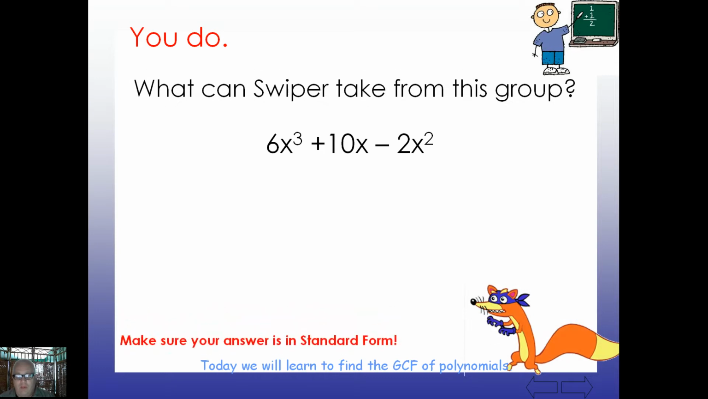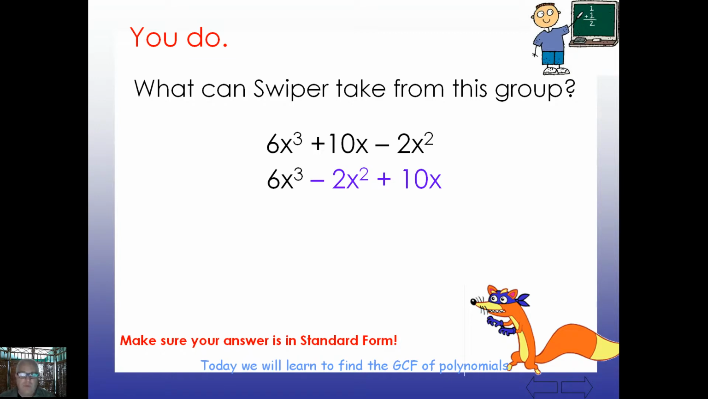Alright, how about this one? 6x cubed plus 10x minus 10x squared. Now a little note here at the bottom, make sure your answer is in standard form. So maybe what we should do is write this in standard form now. So the textbook and a lot of your practice will give you problems like this. They're not in the proper order. So why don't we just rewrite that? We'll go ahead and move the negative 2x squared up front.